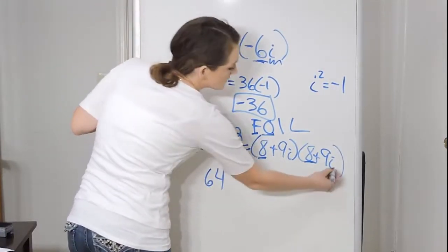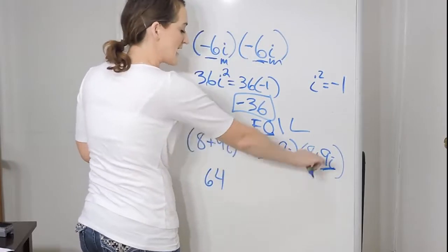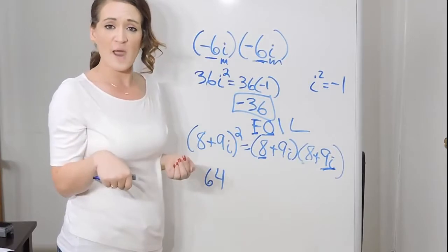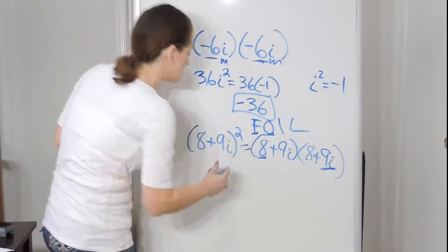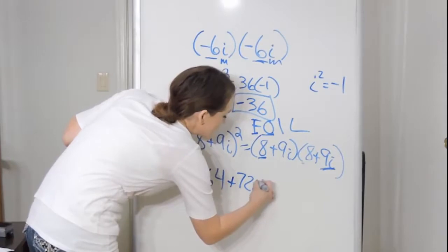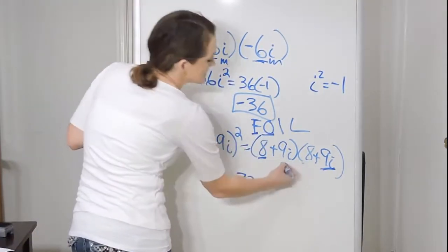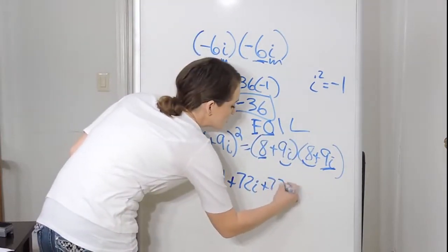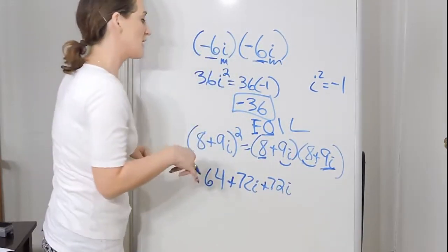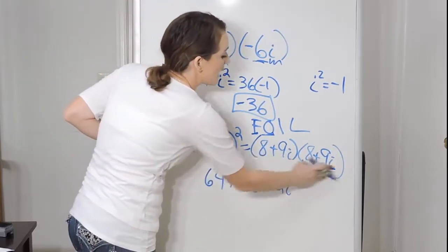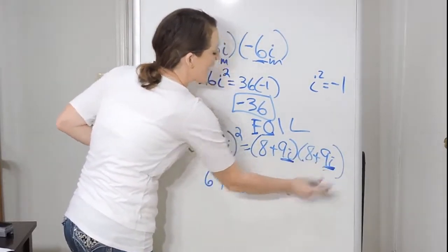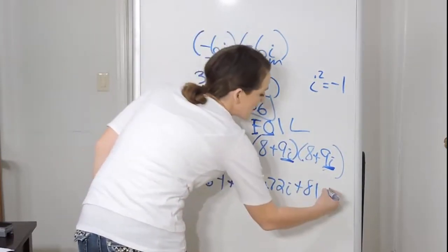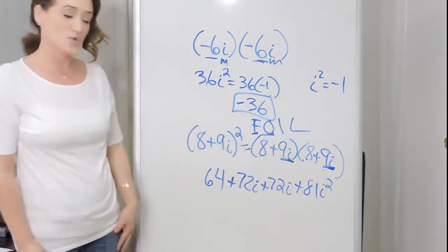Moving on to O, O is the outside, so that would be 8 times 9i. We can only multiply the numbers together. The i is just along for the ride, it tacks on. So 8 times 9 is 72, and then tack on the i. I stands for inside, so my inside two, 9 times 8 is another 72, and then tack on the i. Then L stands for last, so last times last, that's 9i times 9i. 9 times 9 is 81, and i times i is i squared.